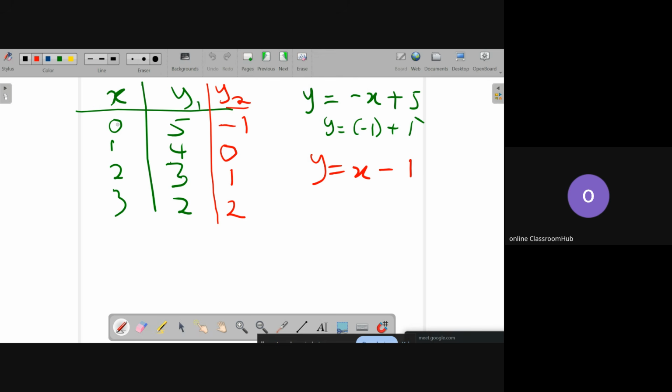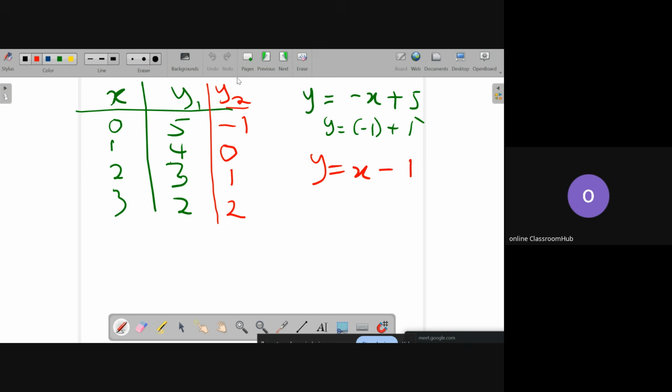When x is 0, when you put x of 0 into the equation, y becomes what? 5, and we had 5. When you put x is 1 into the equation, we have y to be 4. When you put x is 2 into the equation, y is 3. When you put 3 into the equation, y is 2. So now this is what we have: coordinate pairs.